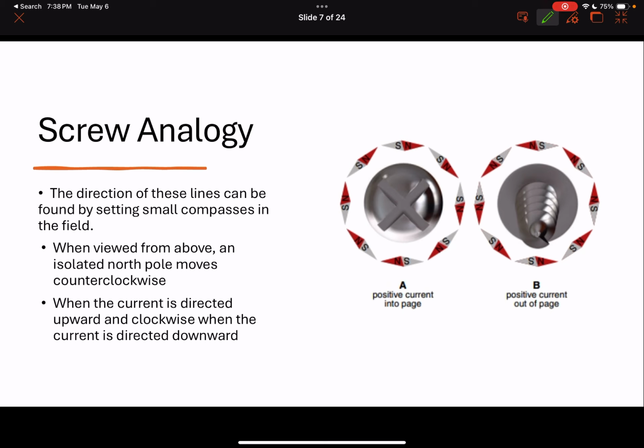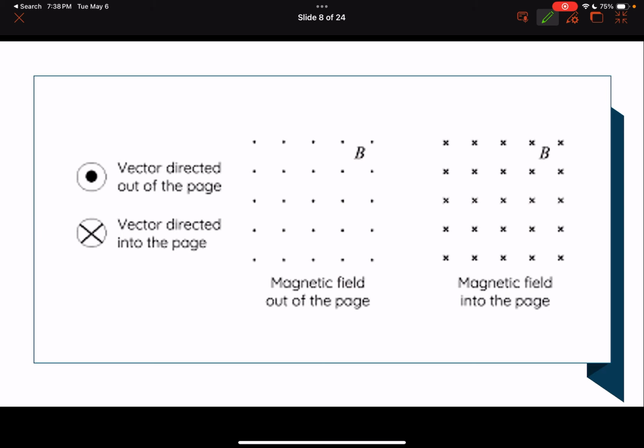And it's because of this kind of screw analogy that the way we notate magnetic fields going into the page is with a little X, like the top of the screw. And the way that we notate it's coming out of the page is with a dot, to imagine that it's like the bottom of the screw pointing at us. So we can see a little example of this here. If the vector is directed out of the page, we see a little dot. And if it's directed into the page, we see a little X for our magnetic fields. And again, that's as opposed to the arrows that we were drawing before.